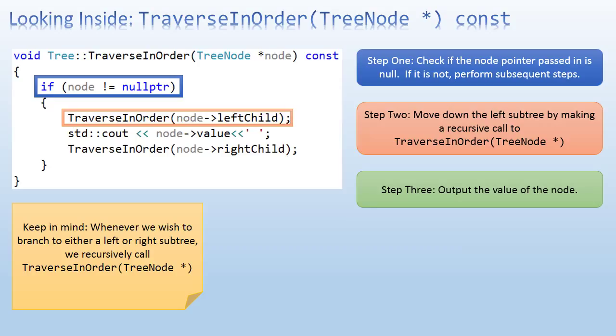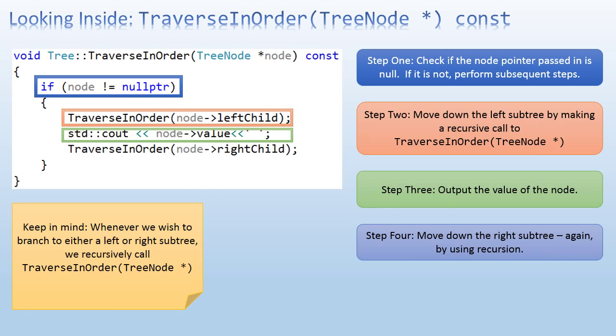Step 3 is to output the value of the node, as we show here. This step isn't exactly necessary. You could change this to output it to a file or do something else. In this example, I'm just doing it so that we can see the actual output on the console window. In step 4, we move down the right subtree, and again, we're using recursion, passing in a pointer to the current node's right child.